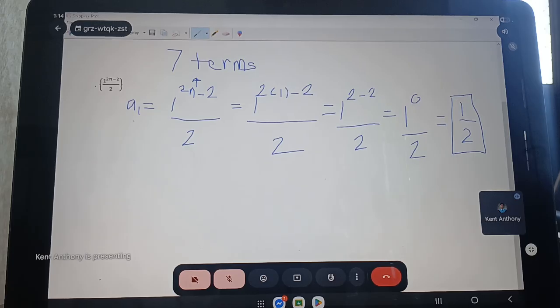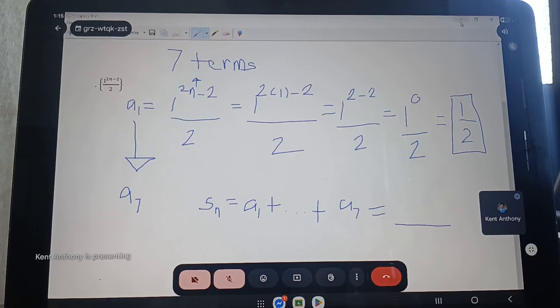Now, because you're trying to find the first 7 terms, the last term would be a sub 7. And for the series, it becomes S sub n is equal to a sub 1 plus, until a sub 7, and that will be the total of your series.